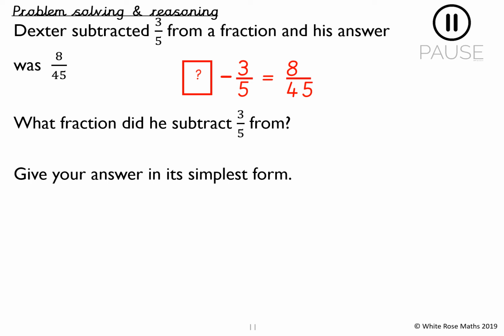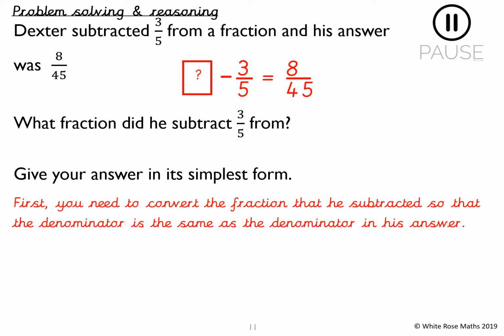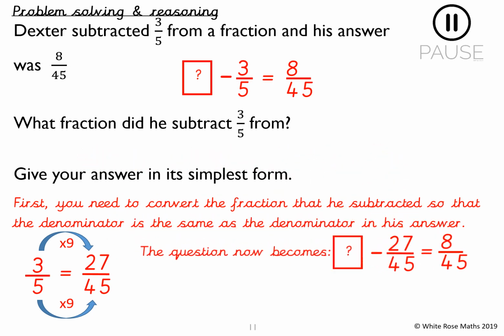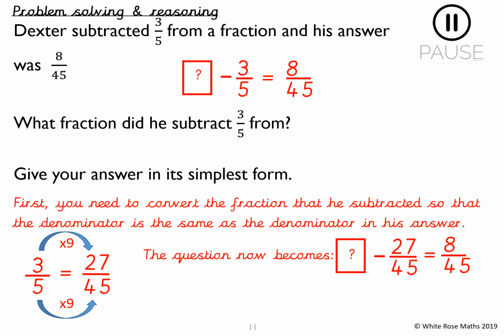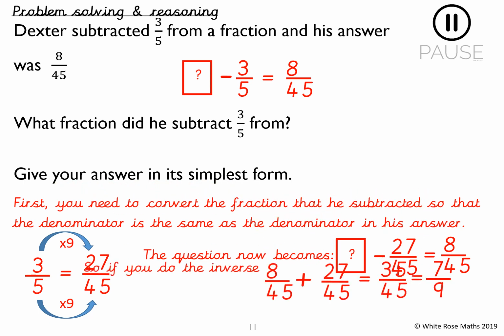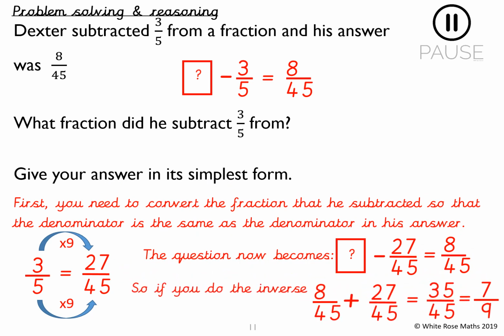Problem there straight away is that the denominators are different. So first of all we need to convert that 3/5 into 45 so that we're working with the same denominator. So what have we done to 5 to make it into 45? We've times it by 9, so we'll do the same to the 3. 3 times 9 is 27. So now your question becomes something take away 27/45 equals 8/45. And in order to work that out, we need to do the inverse. 8 45ths plus 27 45ths equals 37 45ths.